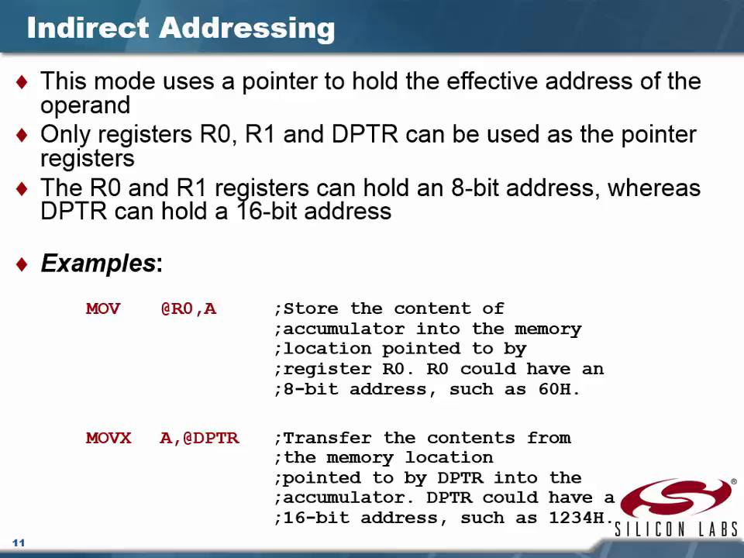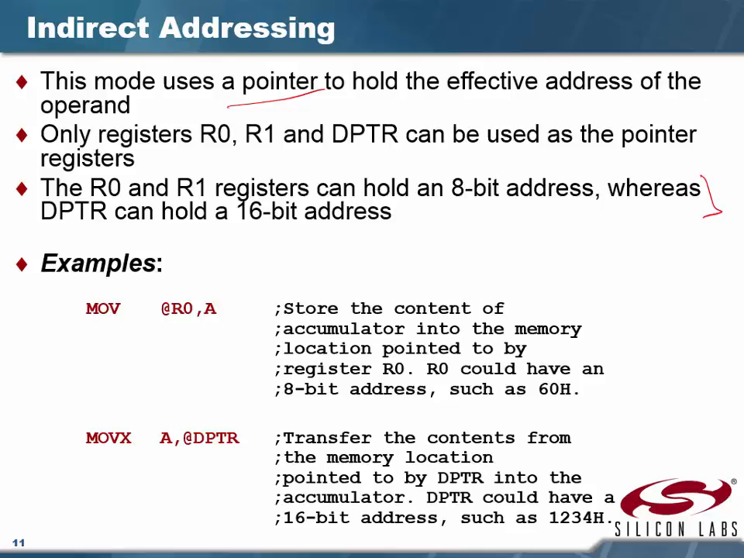Indirect uses a pointer to hold the effective address. So only registers R0, R1, and the data pointer can be used. This is a key difference. R0 and R1 will only address up to an 8-bit address. 8-bit address goes between 0 and what?